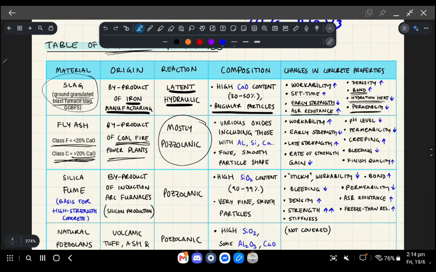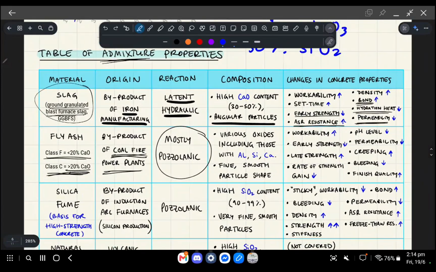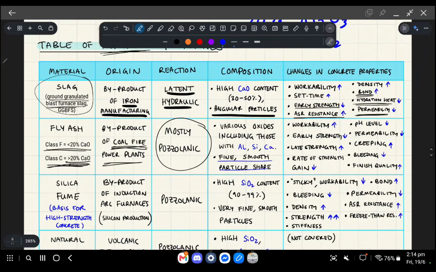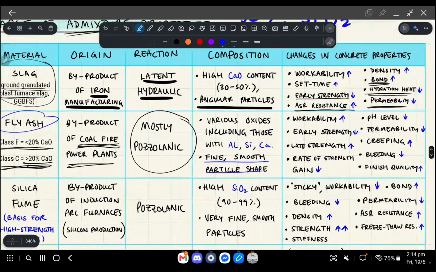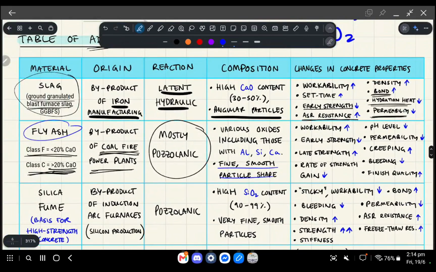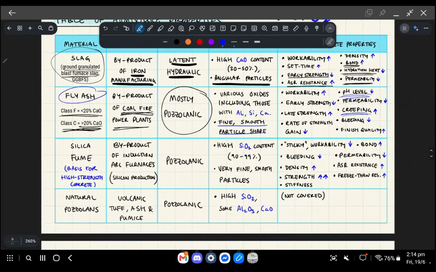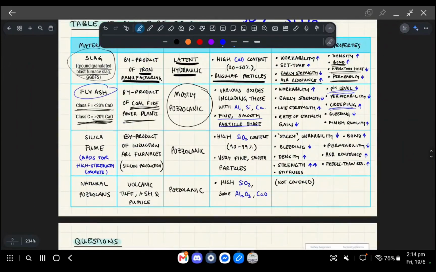Should I go through this entire table? I don't know. Maybe I'll just go through the important stuff. So there are fine, smooth particles, like the fly ash. It reduces the pH level, which is not good because you generally want an alkaline environment for your brown rust to develop. It increases creep, which is a structural property we'll talk about maybe in week 8. There's a bunch of random stuff that happens when you use these SCMs.